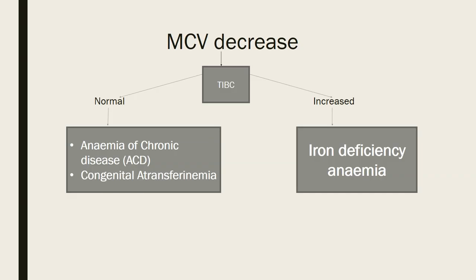If the MCV is decreased, then you have to go for the TIBC. If it is normal, that means the child is having either anemia of chronic disease as seen in chronic renal failure and connective tissue disorders, or the child may be having congenital atransferrinemia, which is a very rare disorder. And if it is increased, that means the child is having iron deficiency anemia.